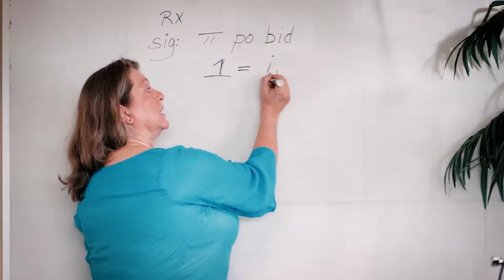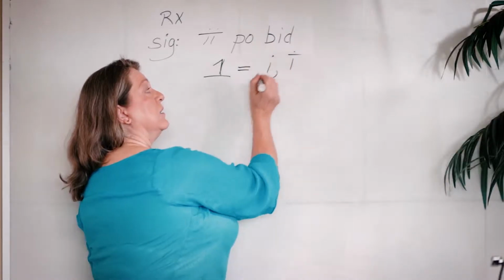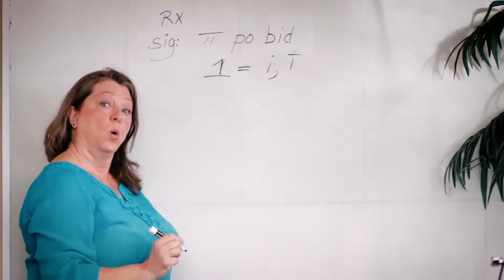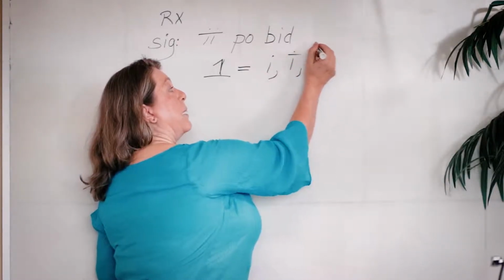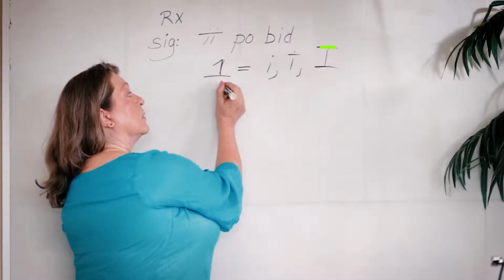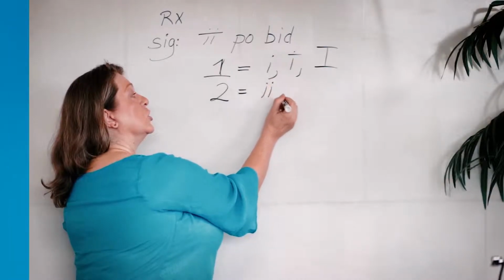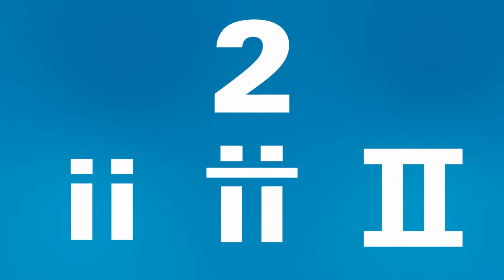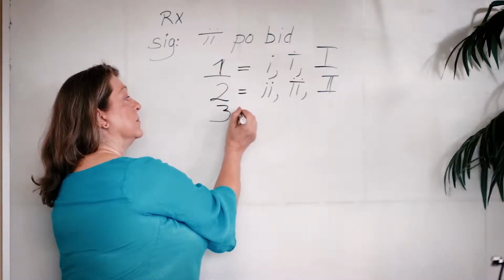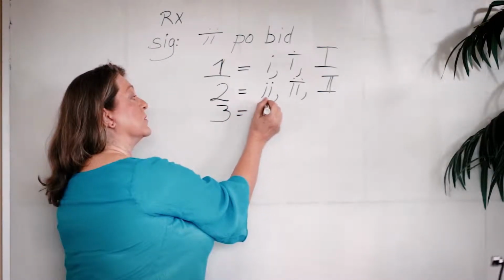It can also be written as the lowercase i with a line over the dot, or what looks like the capital I. The number 2 is written as 2 symbols that look like the lowercase i, and again can be written similarly. The number 3, we have 3 symbols that look like the lowercase i, which again can be written similarly.